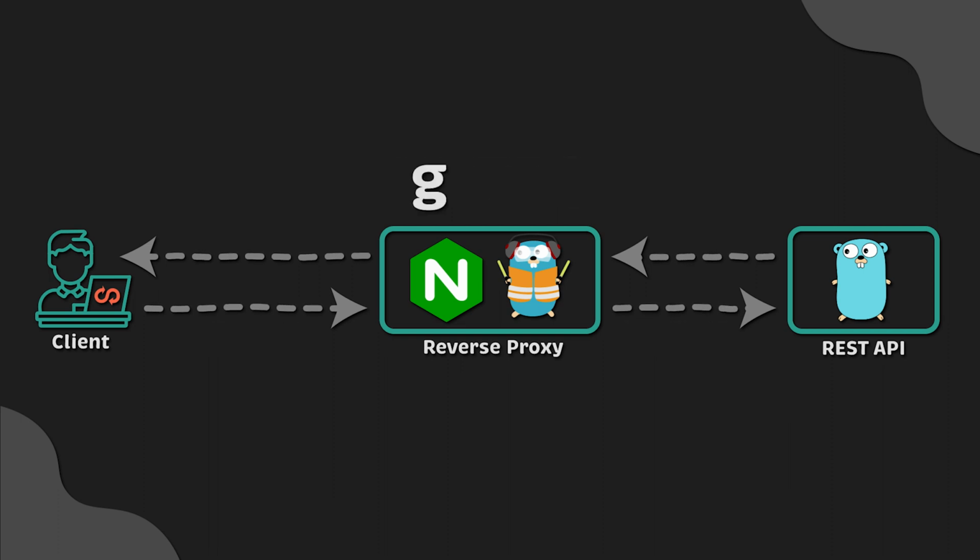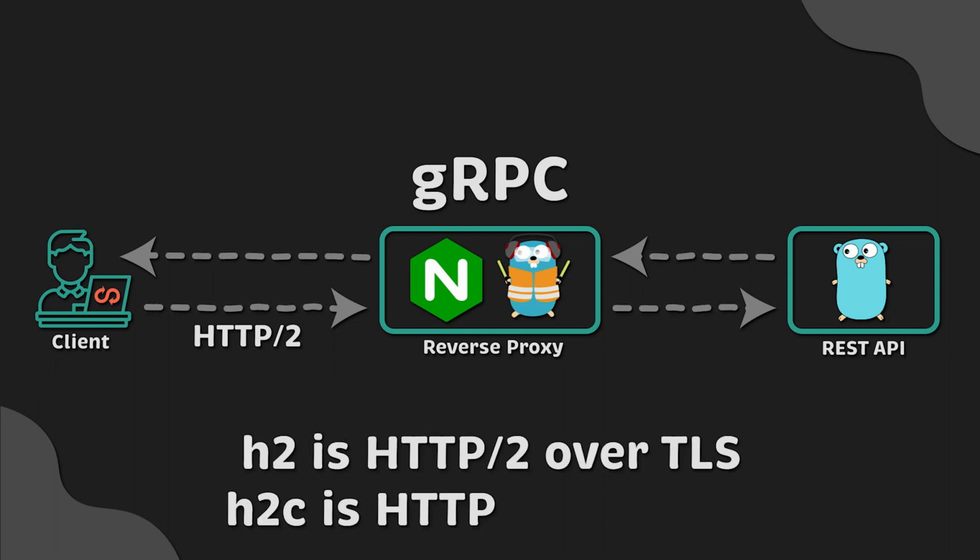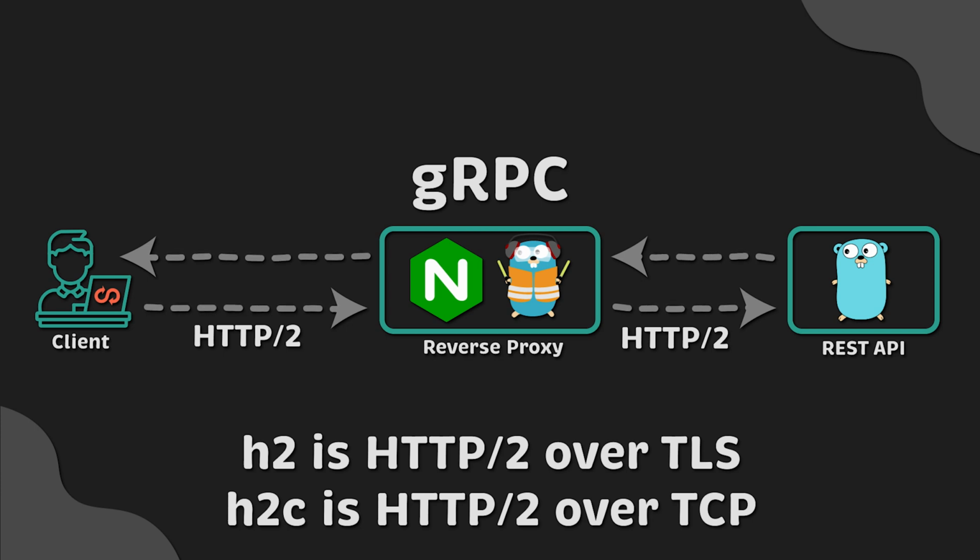Finally, when we use gRPC, it also can use HTTP/2 protocol. But the most significant difference here is the connection between the proxy and the application. It can also use HTTP/2 protocol, but using a different implementation, which is called h2c, which does not require TLS to establish an HTTP/2 connection.